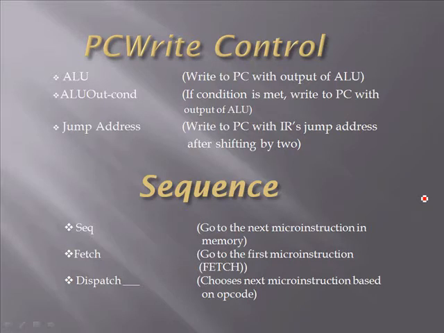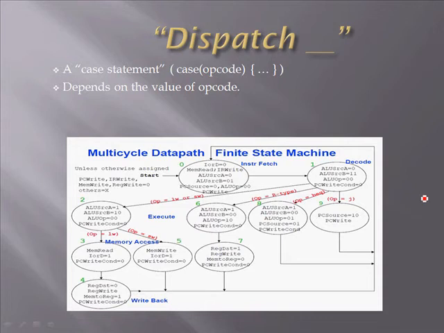And then lastly, in the sequence field, you have SEQ, which, as we mentioned earlier, just takes us to the next microinstruction in memory. There's fetch, which takes us to the first microinstruction. And then there's a dispatch signal. Now we use dispatch signals for microinstructions that correspond to a state that has more than one possible next state. What the dispatch signal will do is look at the opcode of the MIPS instruction and then determine what the next state should be based on that opcode. So essentially, you can look at the dispatch signal as a case statement that looks at the opcode and determines what to do next.